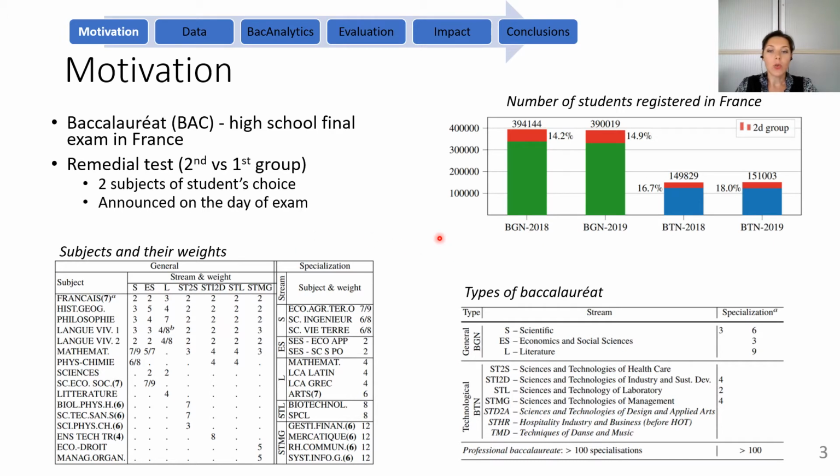Finally, this figure shows the total number of students in France registered for general baccalaureate or technological baccalaureate in the years 2018 and 2019. In red, we can see the proportion of the students who took the remedial test. As we can see, these numbers are quite high. For example, for general baccalaureate, it is around 14.5%, and it reaches 17% for technological baccalaureate. All this makes the task of managing the students being quite important.